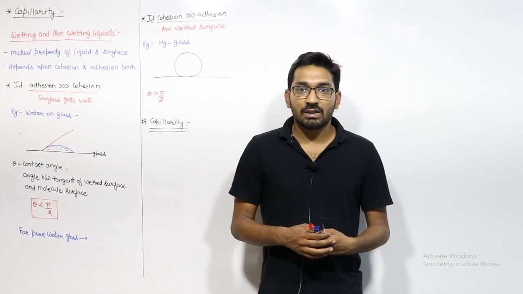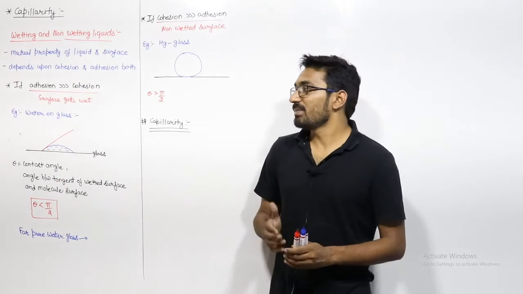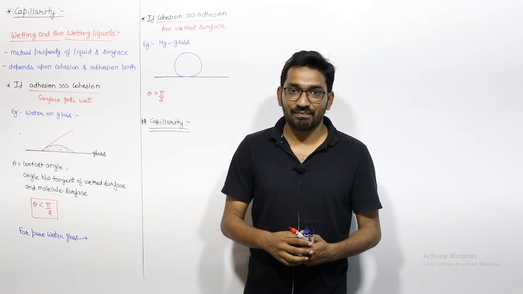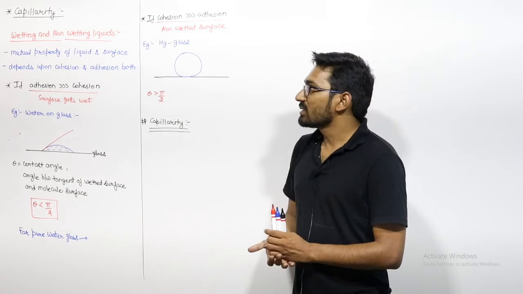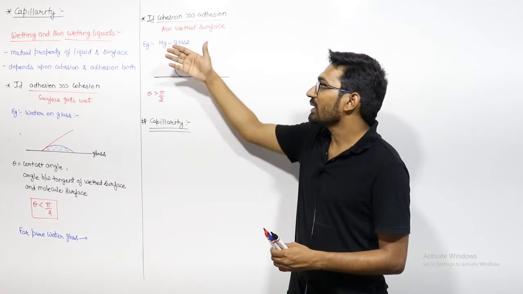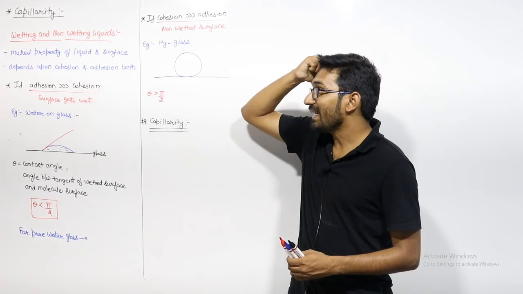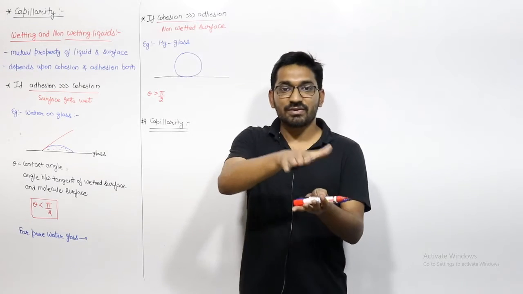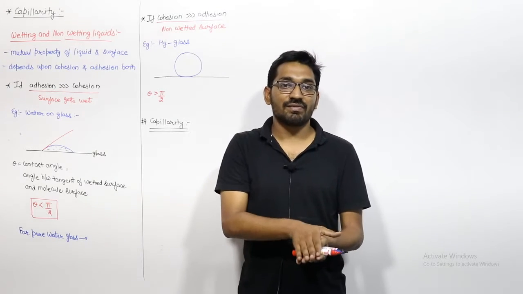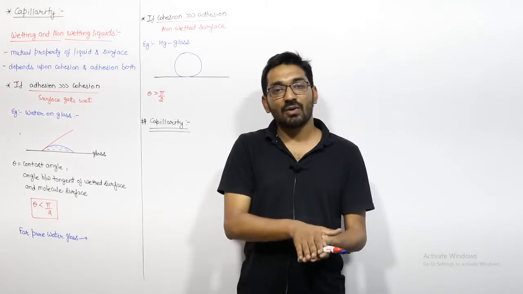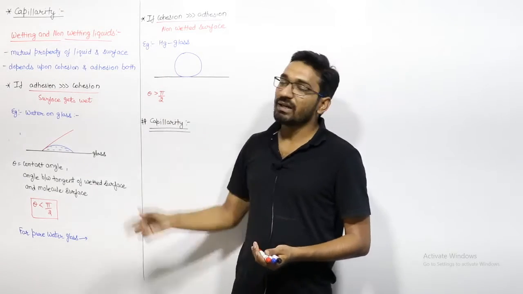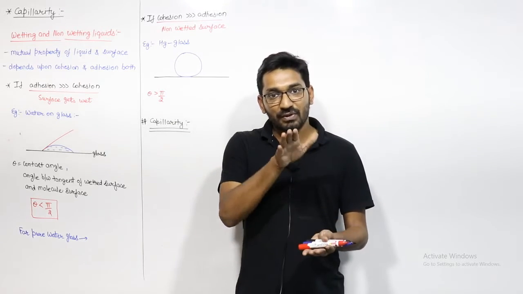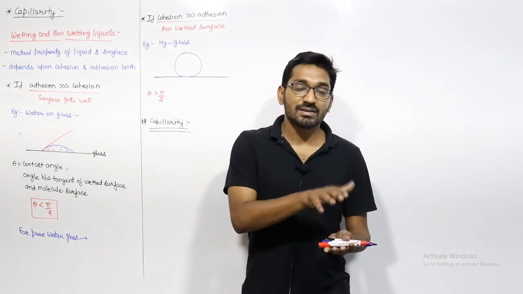Now let us discuss another concept in fluid mechanics, that is capillarity. Before introducing what capillarity means, let us see what are wetting and non-wetting liquids. Wetting liquids are those liquids which, when in contact with any solid surface, wet that solid surface. And non-wetting liquid means when those liquids are in contact with the solid surface, they will not wet that solid surface.